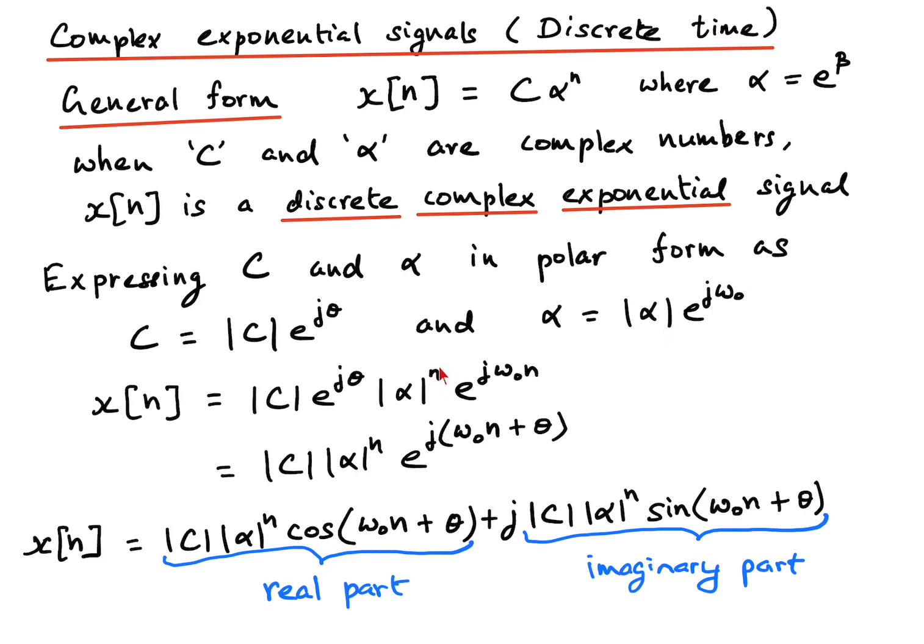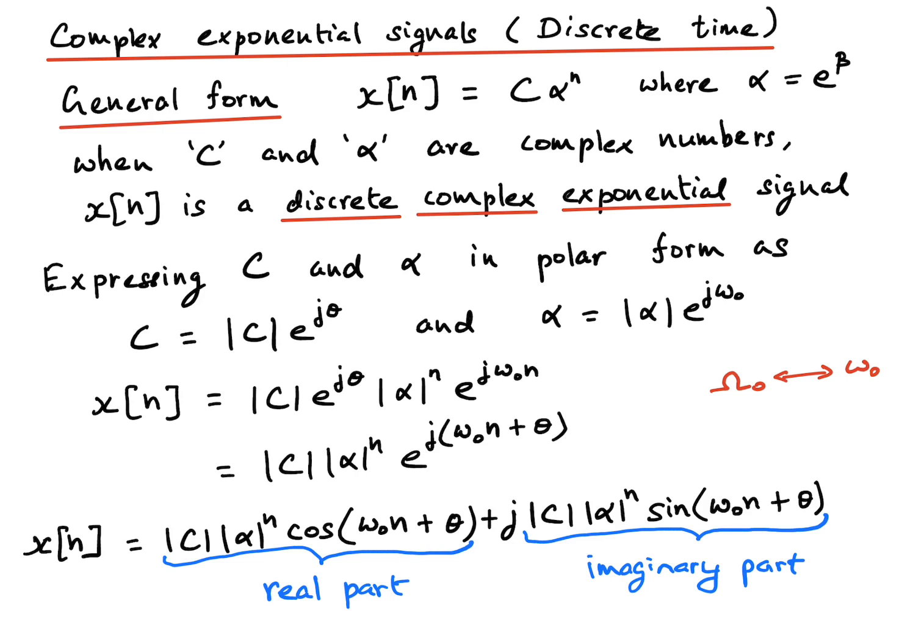So the magnitude of alpha should go to the power n, and e^(j omega naught) should also have the power n, so it's magnitude of alpha to the power n times e^(j omega naught n). Now we can combine the terms, so we have magnitude of C times magnitude of alpha^n, and the e^j terms can be combined to give e^(j(omega naught n plus theta)). And if you notice, in the previous lecture for the discrete case, I denoted the frequency as omega naught, and it's the same as omega naught.